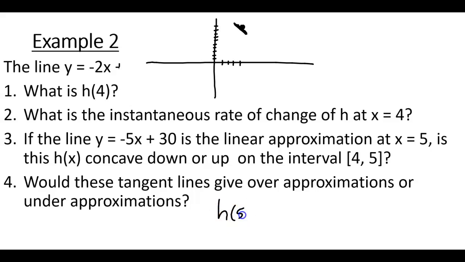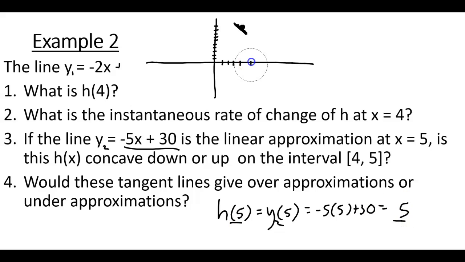h of 5 should be equal to y of 5. I'm going to call this y2 actually, so we don't mix it up with the other one. We'll call this one y1, and this one down here will be y2. So h of 5 is equal to y2 of 5. So if I just plug 5 in here, I'm going to get -5 times 5 plus 30, which is 5. So at 5, I get 5. So over 5, up 5, probably right about here.